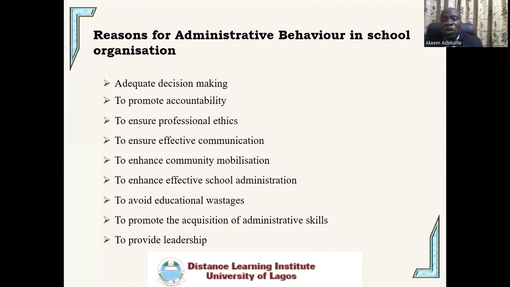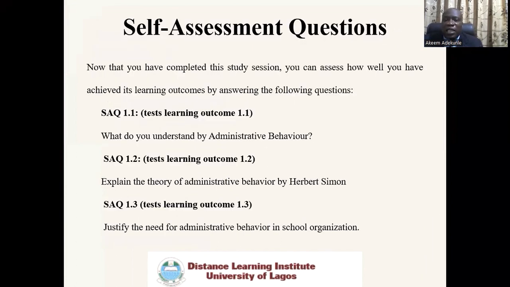And we also discussed reasons for administrative behavior in school organization. We examined a whole lot of reasons, some of which include adequate decision making, to promote accountability, to ensure effective communication, to enhance community mobilization, to enhance effective school administration, to avoid educational wastages, to promote the acquisition of administrative skills, and to enhance effective leadership.